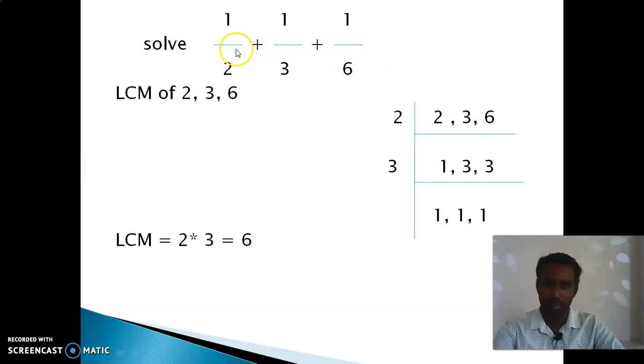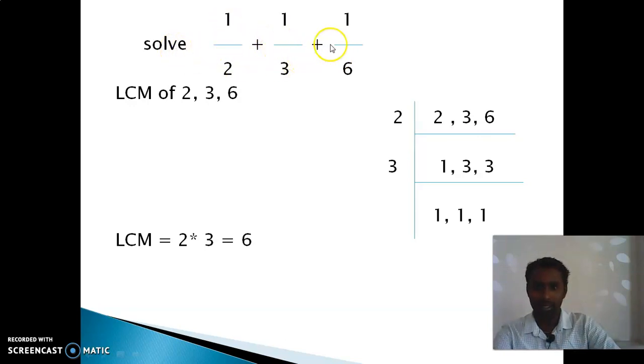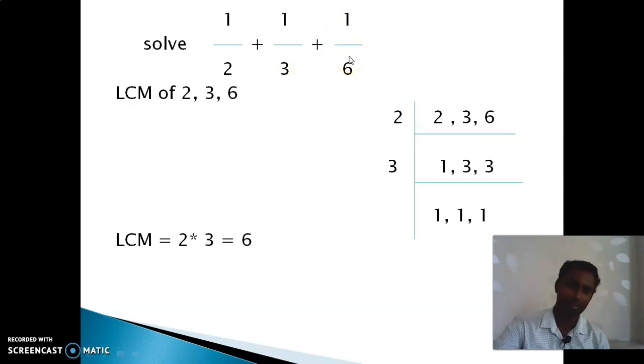Yes, this kind of problem you haven't seen, right? Three fractions you have to add. So first solve 1 by 2 plus 1 by 3 plus 1 by 6. They give three fractions. In those three fractions, can you identify whether it is a like fraction or an unlike fraction? It is an unlike fraction only. So 1 by 2, 1 by 3 and 1 by 6.